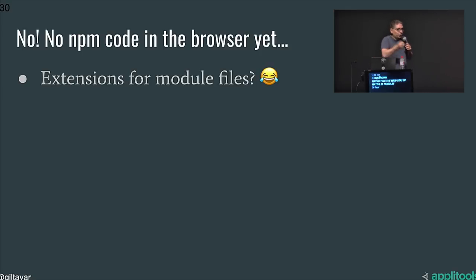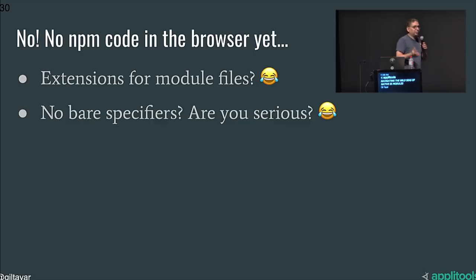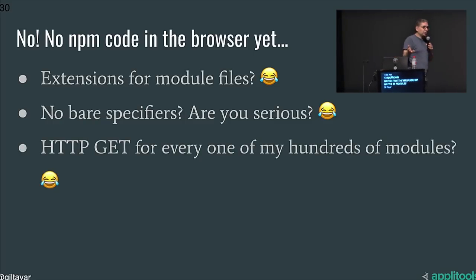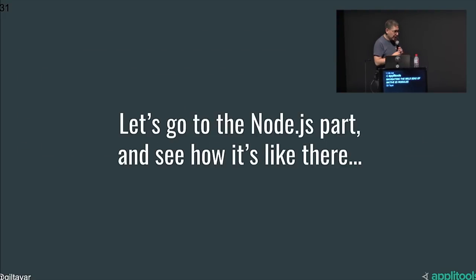Why? First of all, when we import a relative, like import something from /foo, do we add a .js today? No. Webpack, or if we're using Node, adds the .js automatically. But in today's world, in the browser world, we need to add that. No bare specifiers. I mean, without bare specifiers, without importing packages like lodash and whatever, we can't really work. And the last thing is, I have hundreds of ES modules in my app. HTTP getting each and every one of them, that's a killer. We will talk about each one of these and how we will deal with them.